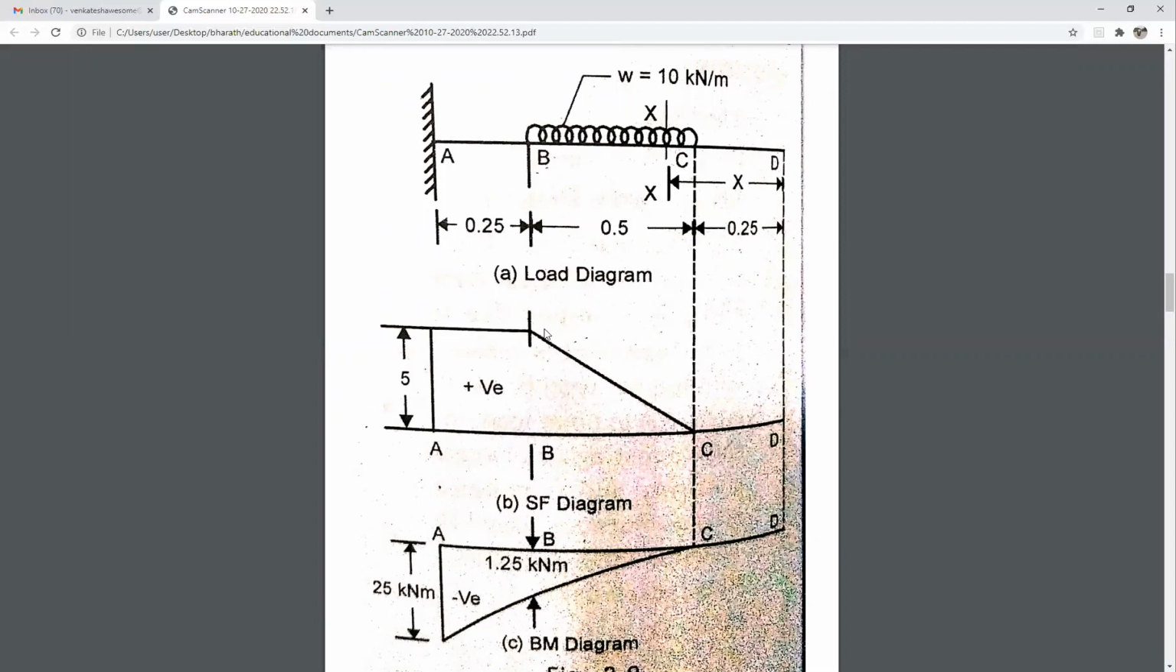Up to B, we have a UDL, which is represented by the inclined line here. Just remember the basic point here. In case of a point load, the SFD will be a straight line and the BMD will be an inclined line. In case of a UDL, the SFD will be an inclined line and the BMD will be a parabolic curve. This is the main difference between the SFD and BMD for the cantilever beam. We don't have any loads other than point load and UDL.